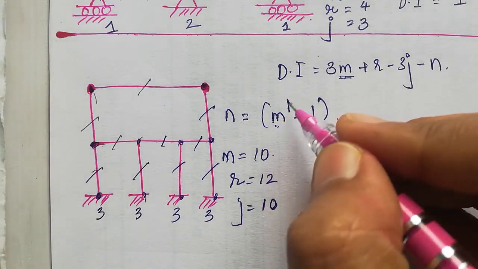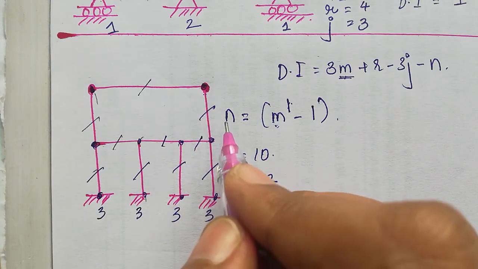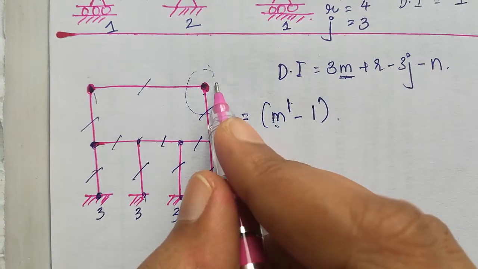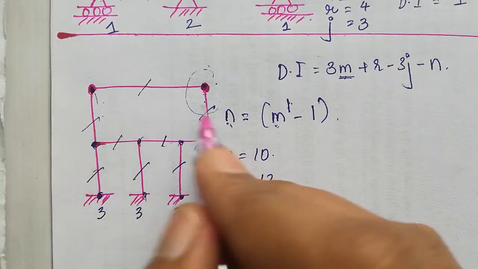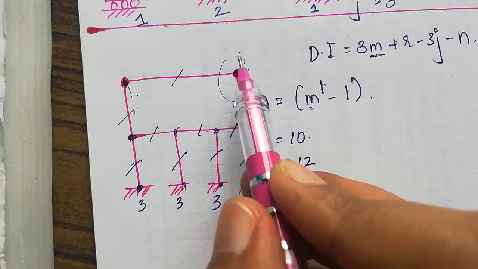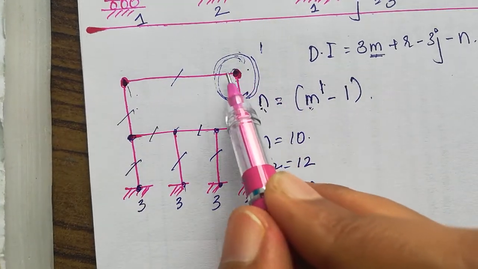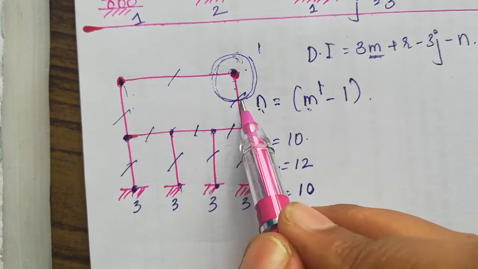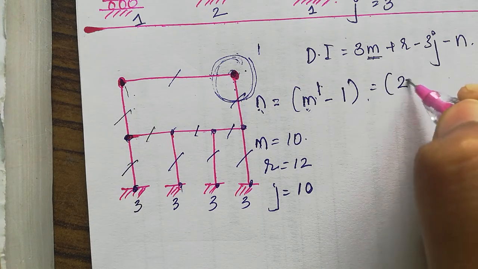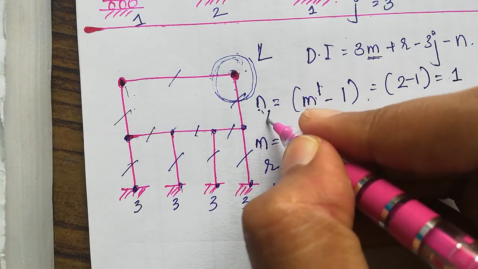Okay, m dash. Now here we have two internal hinges. So this n is for one internal hinge. This n calculation is for 1. Since there are 2, we have to calculate 2 times. Now, speaking about the first internal hinge, how many members are attached to it? 2. So here m dash is 2 minus 1, that is 1. This is for the left side internal hinge.